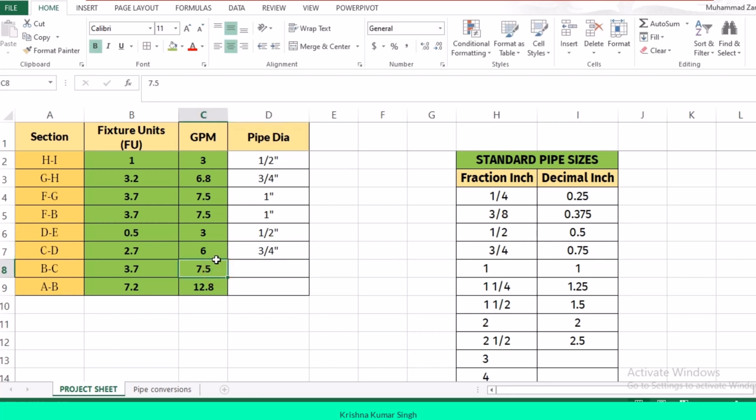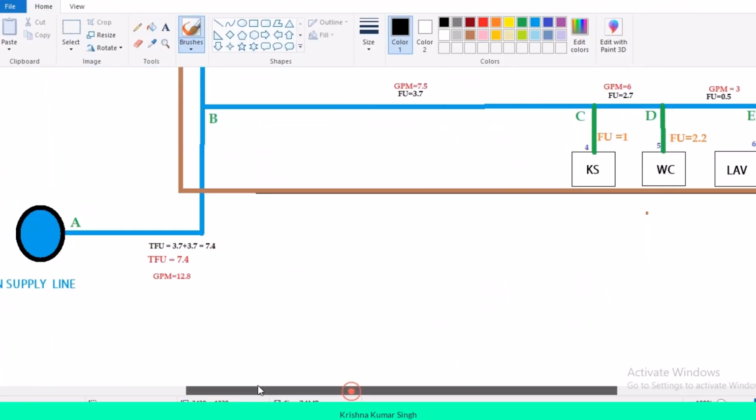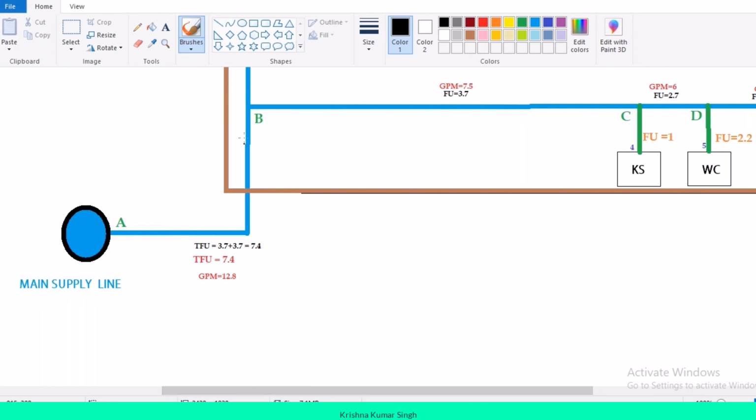The next is 7.5. I already calculated 7.5 GPM. 1 inch pipe dia will be used, so I will write down 1 inch over here. Now the last point is AB section with 12.8 GPM, that is the total demand. Okay, let's cross check from our riser diagram. We have AB section which consists of this. From here to here we have the section of water distribution pipe, and from here to here we have the water service pipe. In actual, we can say that this complete section is the water service pipe. So for water service pipe, the GPM is 12.8.